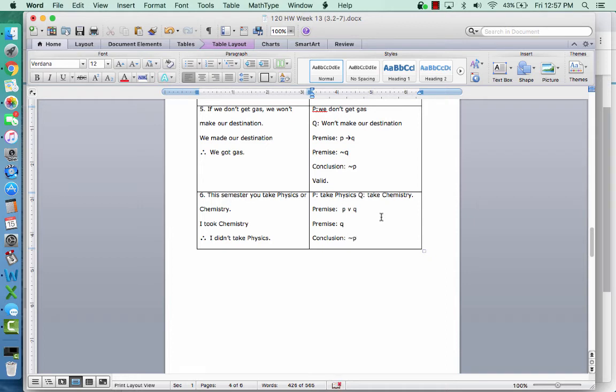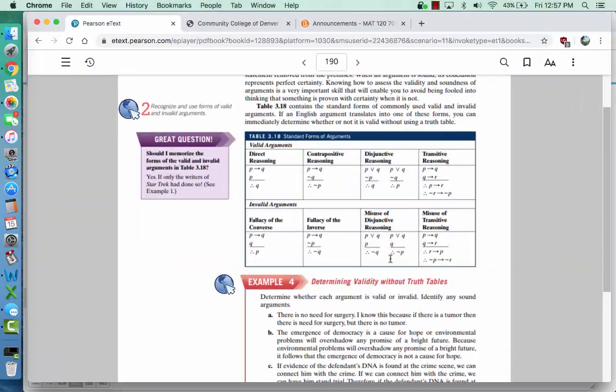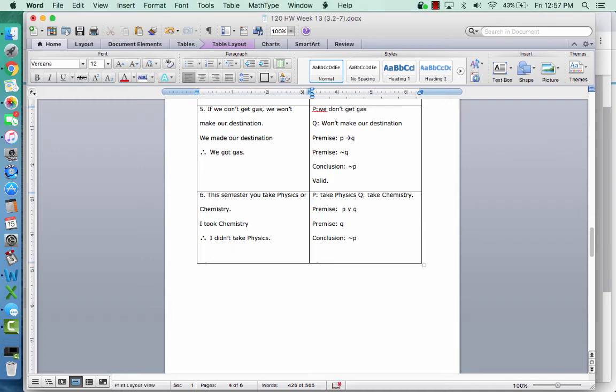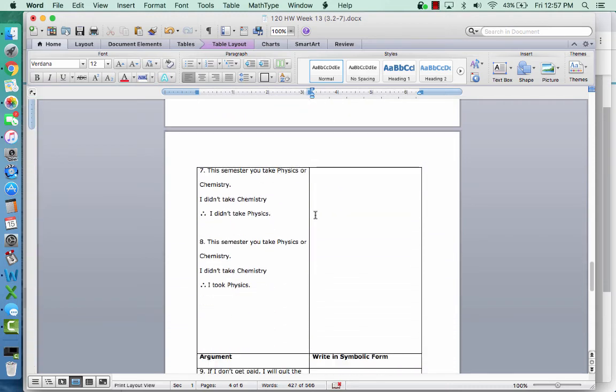So this fits into the invalid form of the misuse of disjunctive reasoning. This semester you take physics or chemistry. I took chemistry, so can we necessarily conclude that you didn't take physics? Absolutely not, because you could have taken both. So this is invalid. This semester you take physics or chemistry, which means you could take physics alone or chemistry alone or both. And we know that we took chemistry. That doesn't mean we know for sure that we didn't take physics, because we could have taken both. So it's invalid.